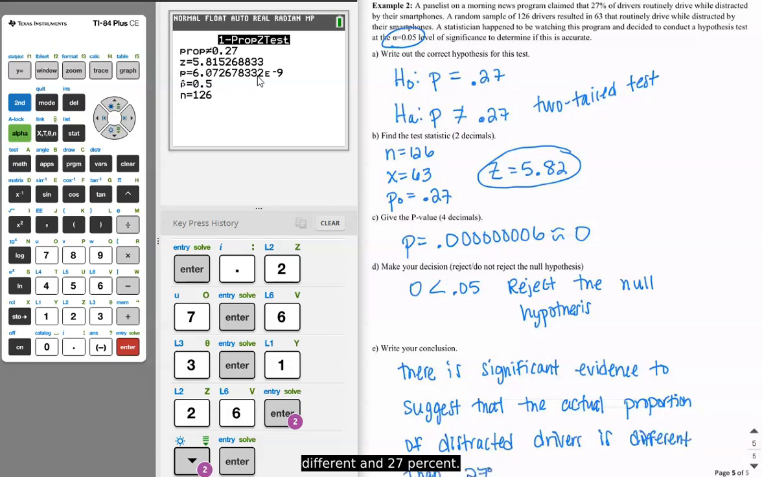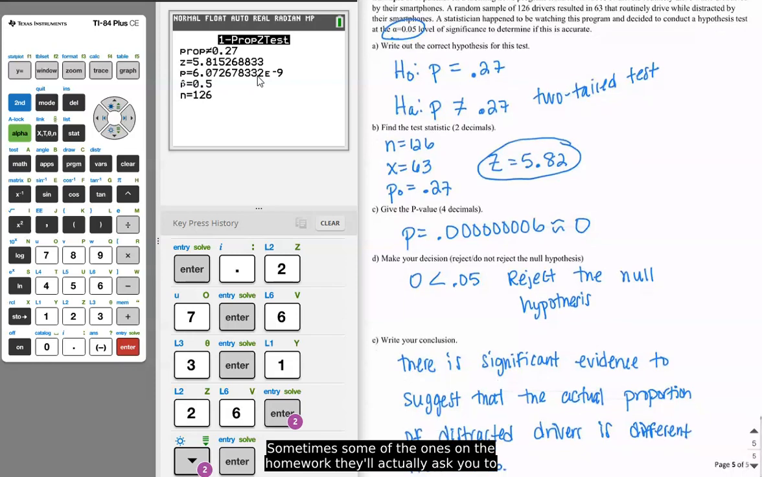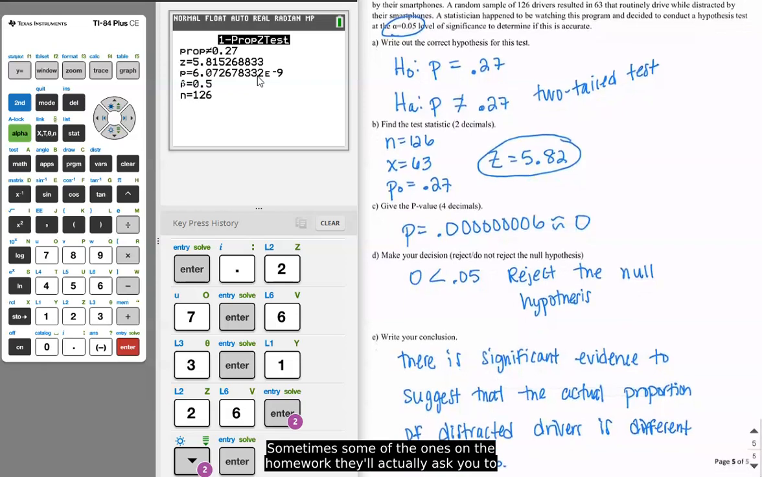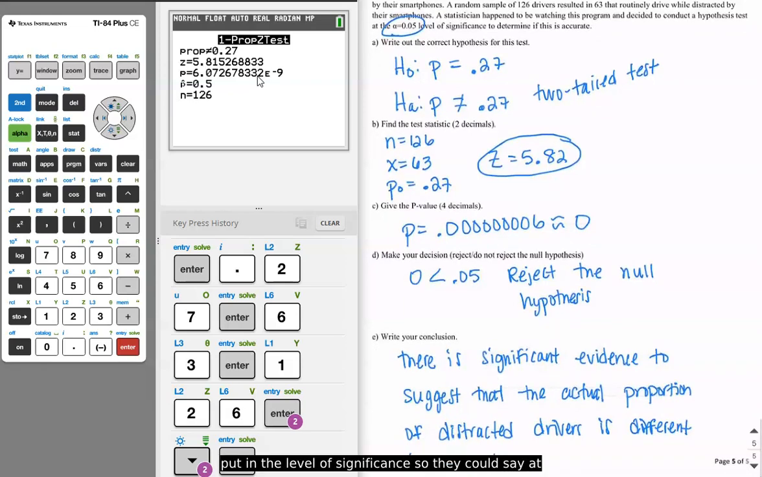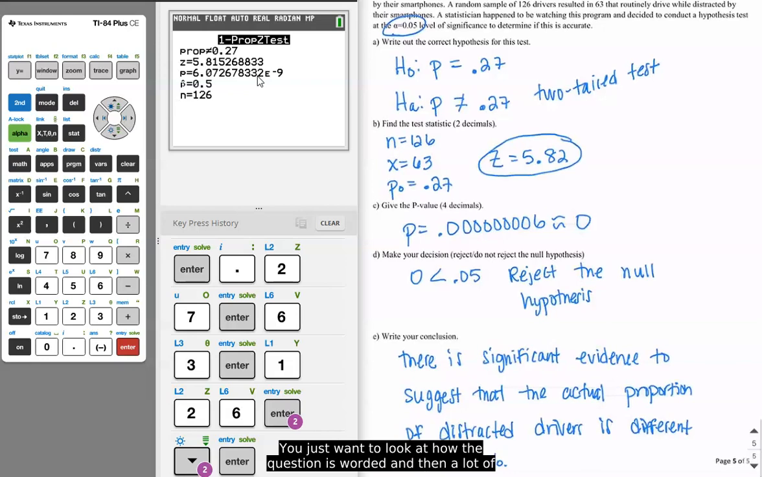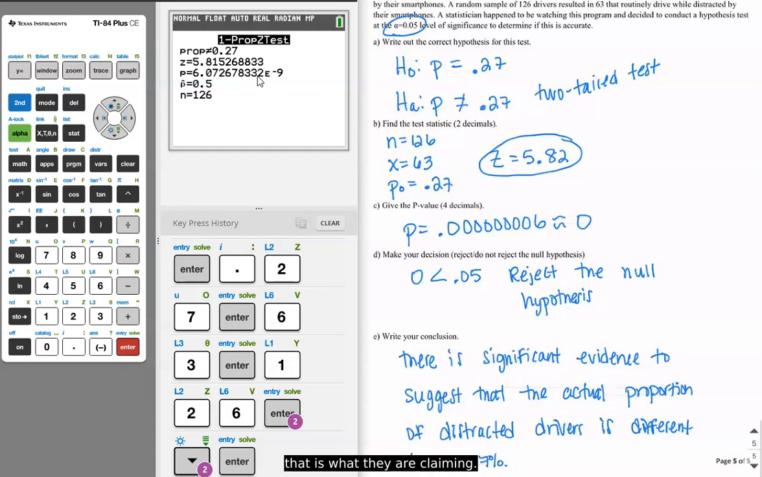Sometimes on the homework, they'll actually ask you to put in the level of significance. So they could say at the 5% level of significance, there is significant evidence, something like that. So you just want to look at how the question is worded. And again, a lot of times it's multiple choice. So because we rejected, we say there is significant evidence. Now we're not saying what it actually is. We just say that it's different than 27%, which is what they are claiming.